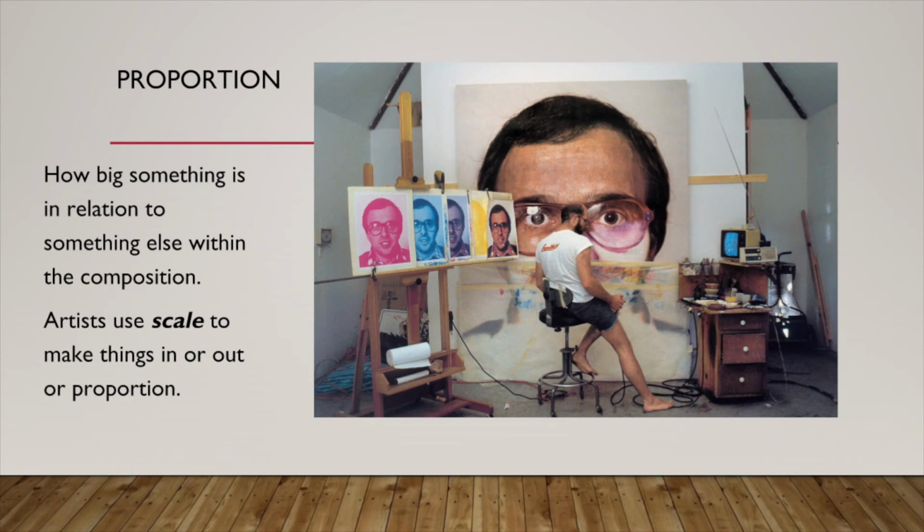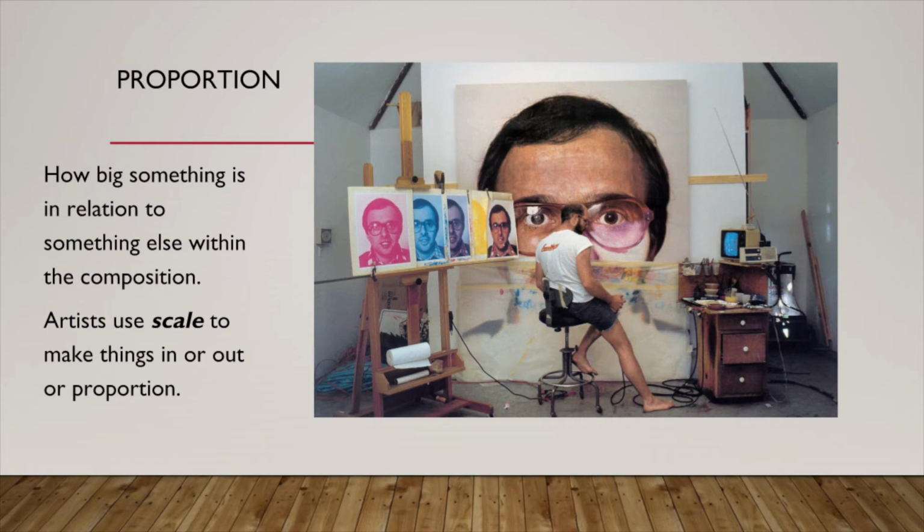Our next principle of design is proportion. Proportion is how big something is in relation to something else. So artists use scale to make things either in or out of proportion. Take a look at the portrait that this artist is painting. Wow, that is a huge head. That is much, much, much larger than a real person's head. As we can see, the artist is standing right in front of it. The scale of it is massive.